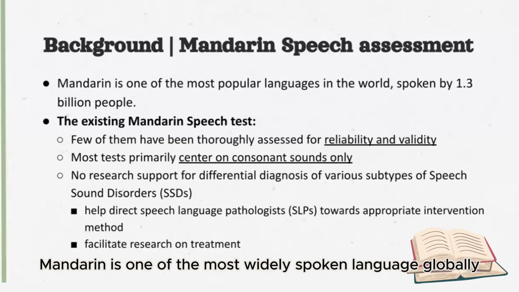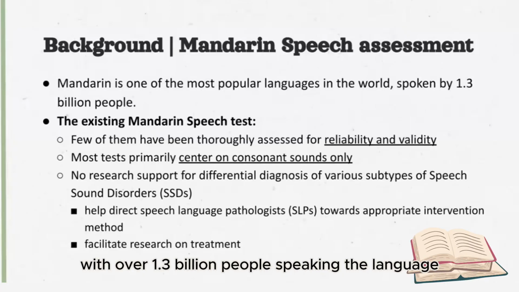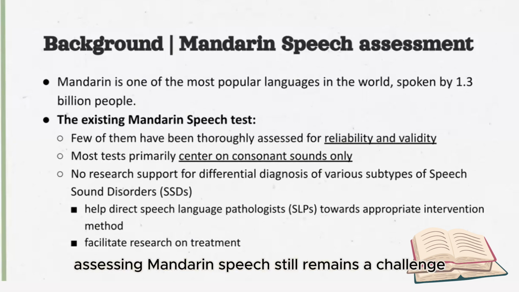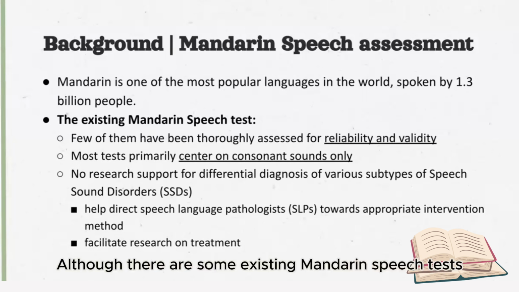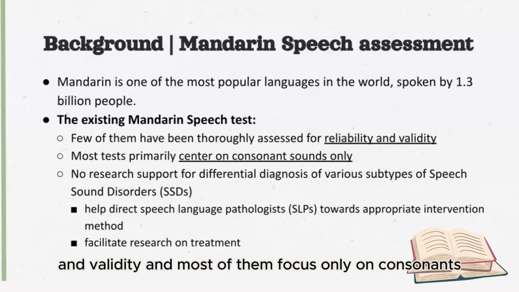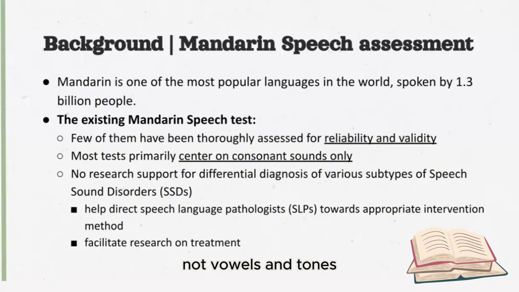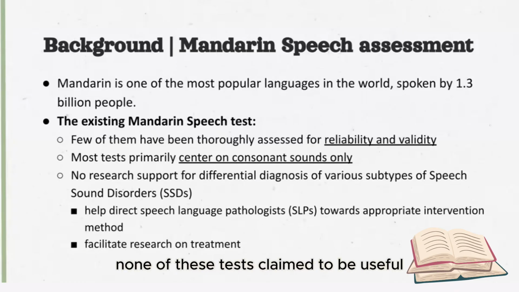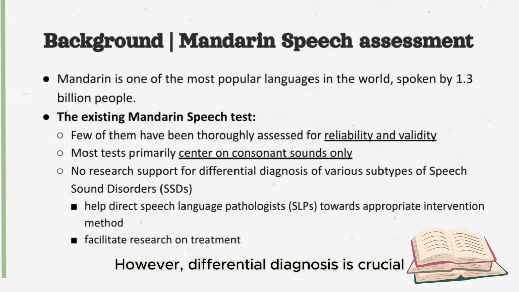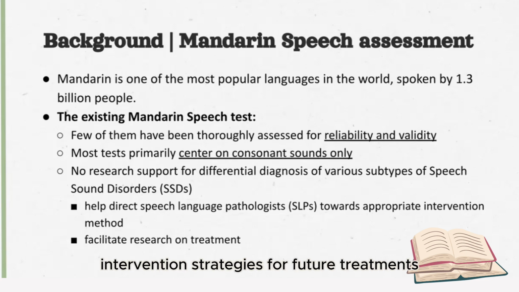Mandarin is one of the most widely spoken languages globally, with over 1.3 billion people speaking the language. Despite its prevalence, assessing Mandarin speech still remains a challenge. Although there are some existing Mandarin speech tests, they also have limitations. Very few of them undergo thorough evaluations for reliability and validity, and most of them focus only on consonants, not vowels and tones. And to our knowledge, none of these tests claim to be useful for differential diagnosis of various types of speech disorders. However, differential diagnosis is crucial as it provides essential information that helps SLPs select the most appropriate intervention strategies for future treatments.